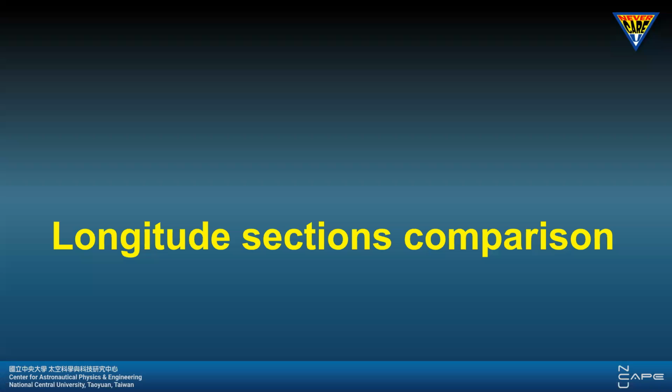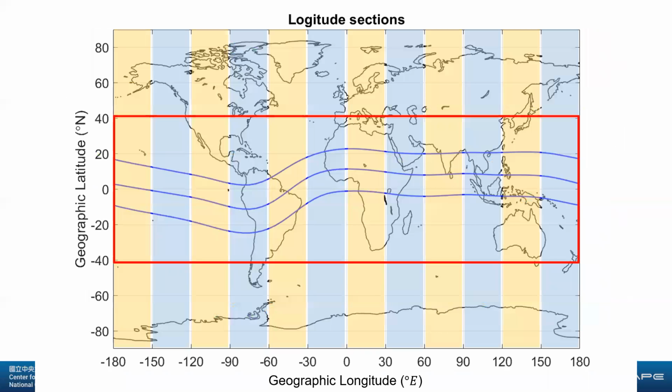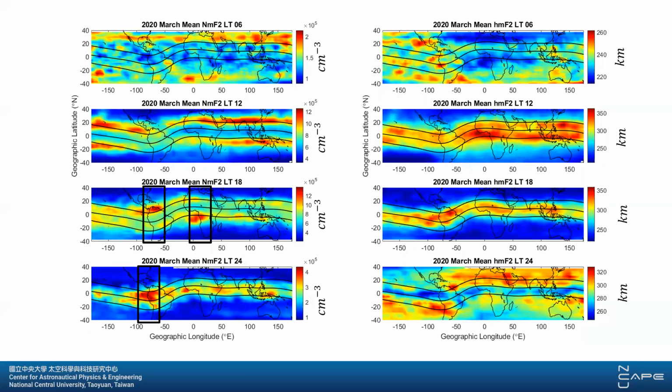So we want to check the longitude sections comparisons. Here is the method I separate the longitude sections. The global map is separated into 12 sections, each with 30 degrees average. First, let's check the 18 local time, which is between 0 degree and 30 degree.